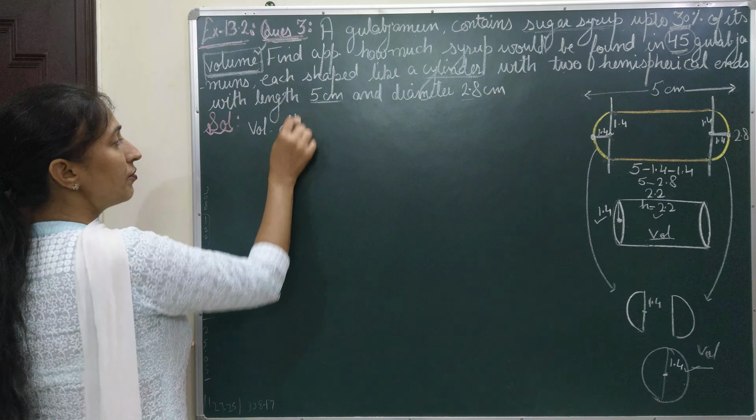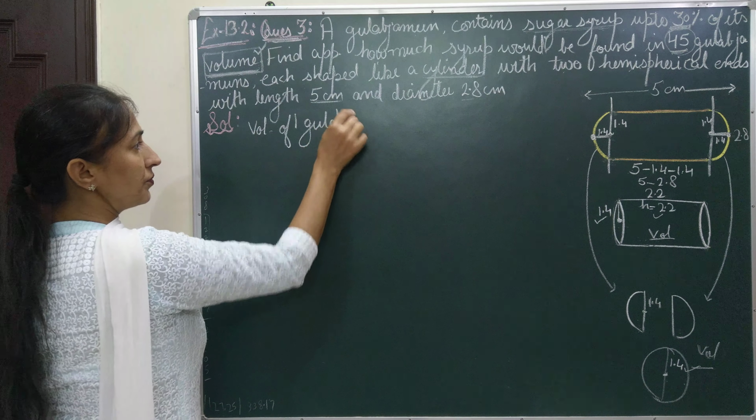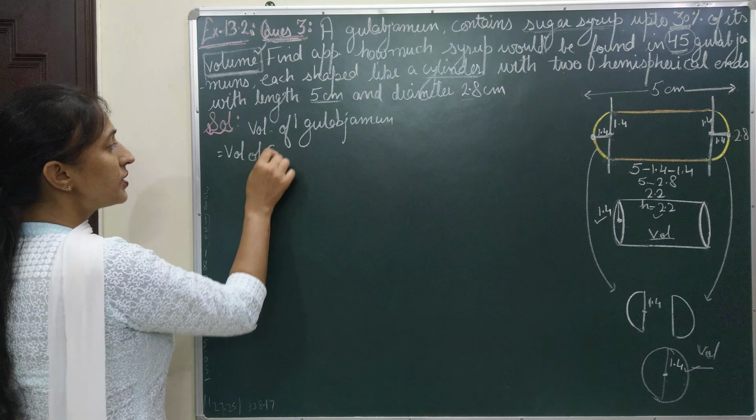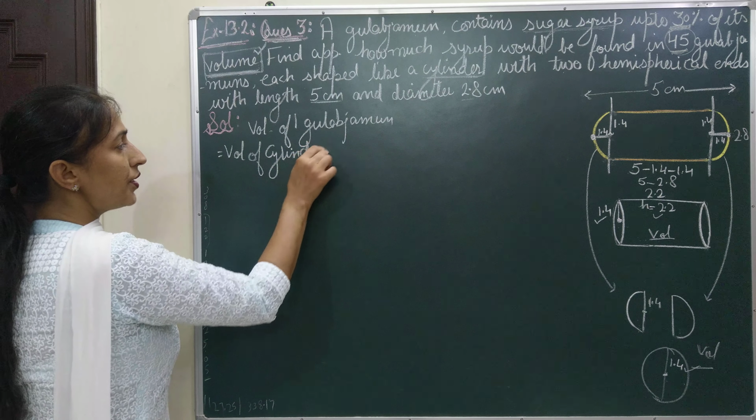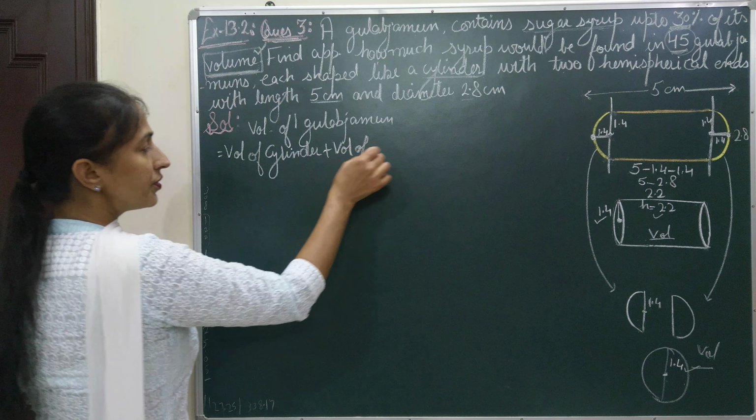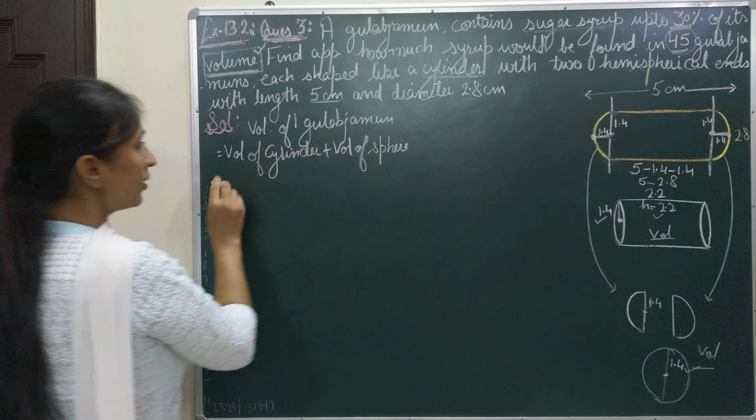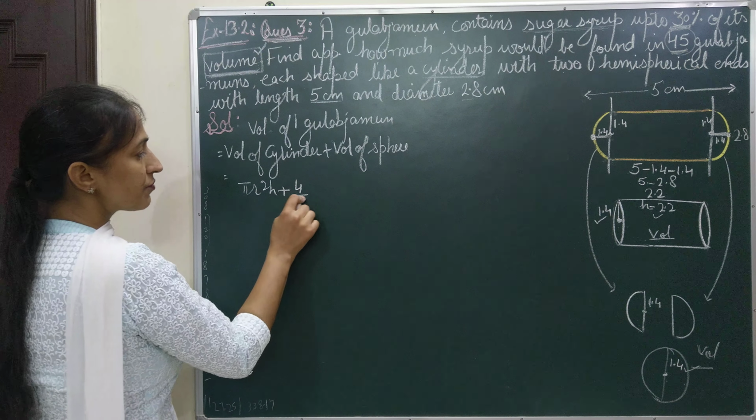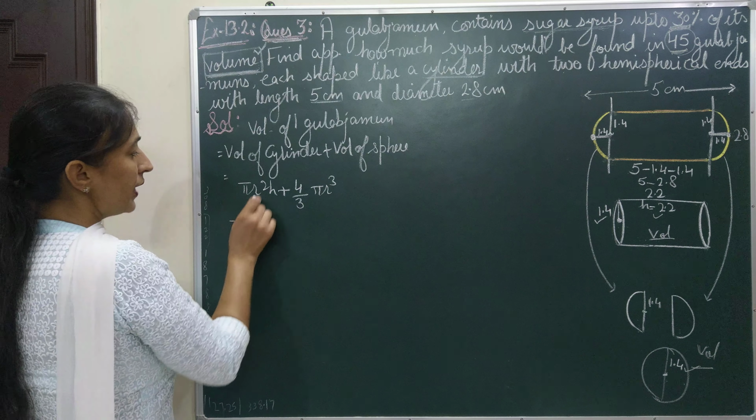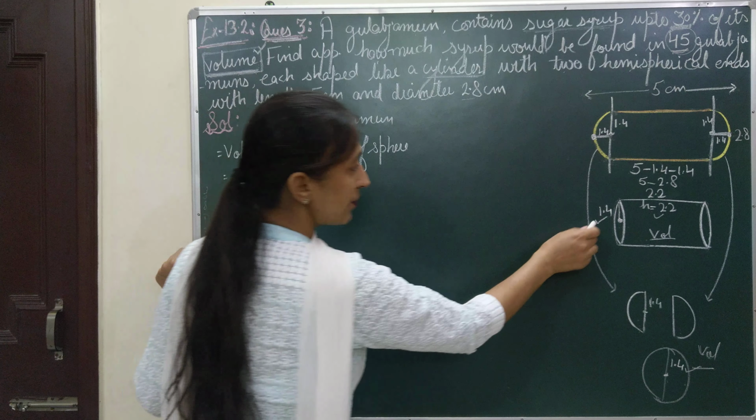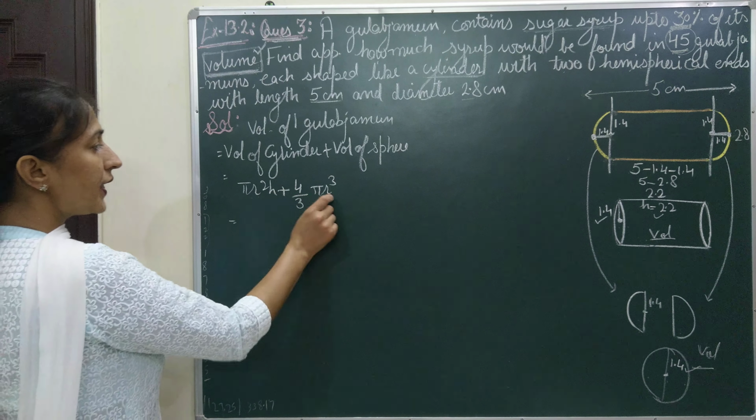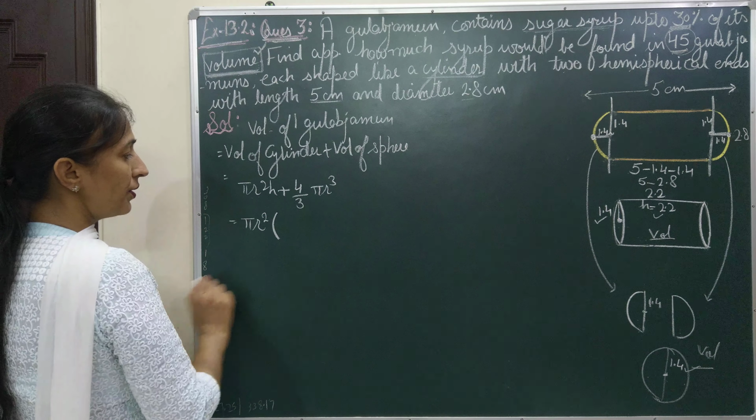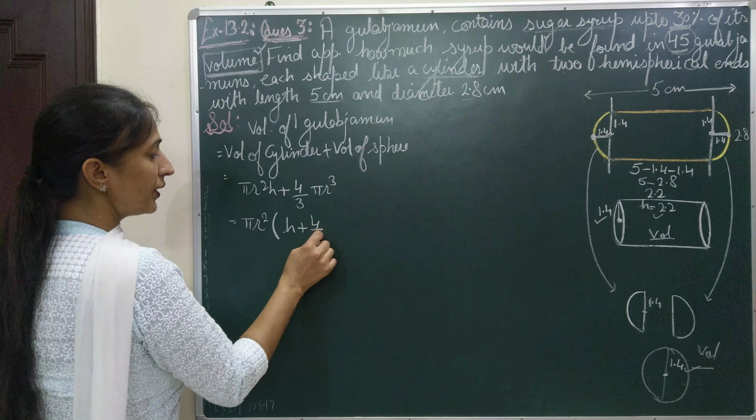Volume of one gulab jamun will be volume of the cylindrical part plus volume of the spherical part. Now I know the formula for this. It is pi r square h, and for this it is 4/3 pi r cube. As I know that the radius in both the figures is the same, it is 1.4 and 1.4, so I can take pi r square common. So I am left with h plus 4 by 3 r.